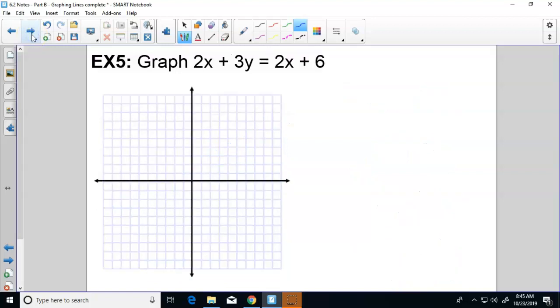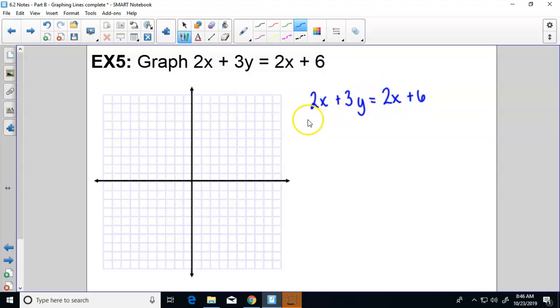Alright, here's our next one. Alright, so this one looks way worse than the last ones. You can combine the like terms. Alright, so we're going to combine those two x's. How do I combine them? I cannot plus them together. They are not on the same side.